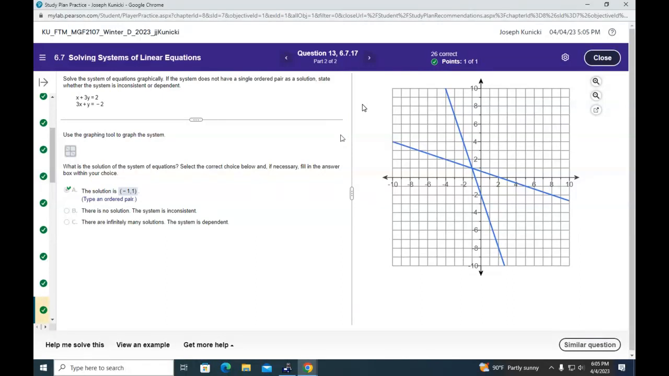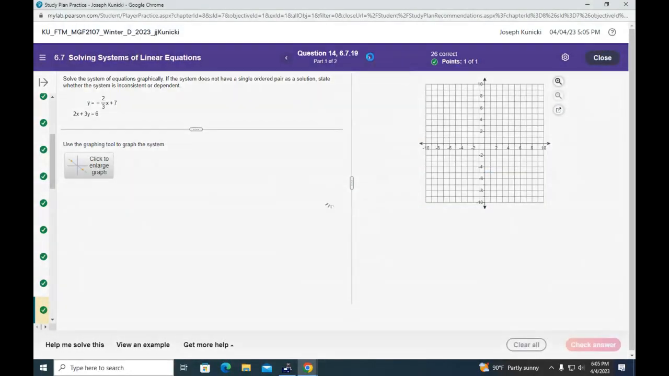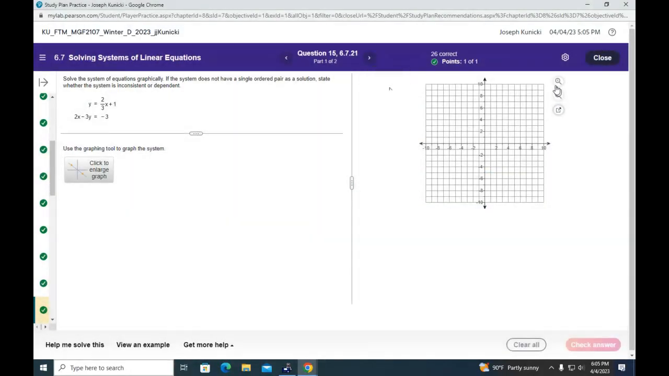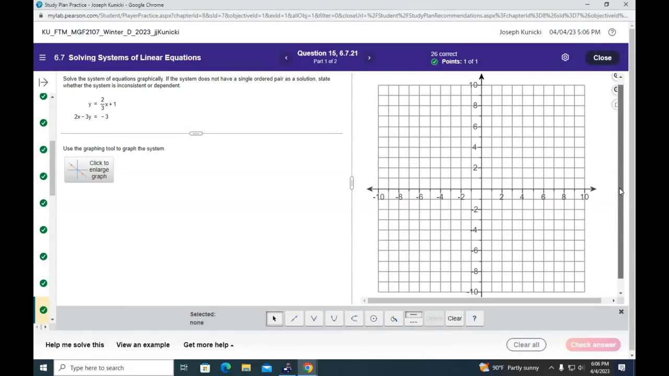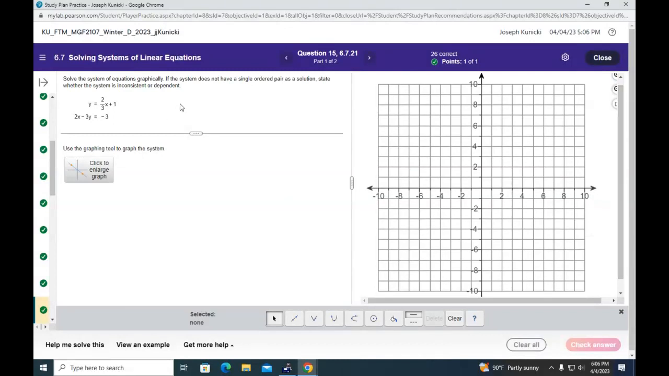I'm still learning that. All right, so once again, this is graphing, and you kind of know what to expect because I already told you that it's a lattice point. Solve the system of equations graphically.